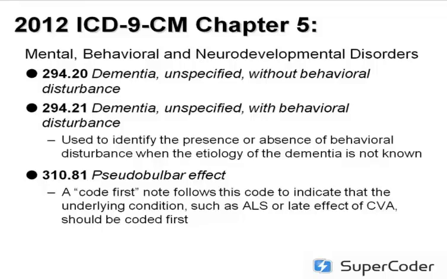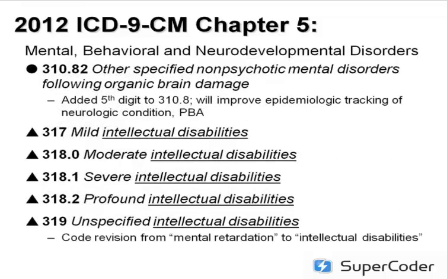Another new code is 310.81, pseudobulbar affect. Pseudobulbar affect, or PBA, is a neurological condition that causes sudden, involuntary, and frequent episodes of crying or laughing, which typically occur out of proportion or incongruent to the patient's underlying emotional state. They're typically secondary to either a neurological disease or injury, so traumatic injury. It's been reported to occur in as high as 49% of patients with ALS. So some of your neurologists may actually be seeing this.